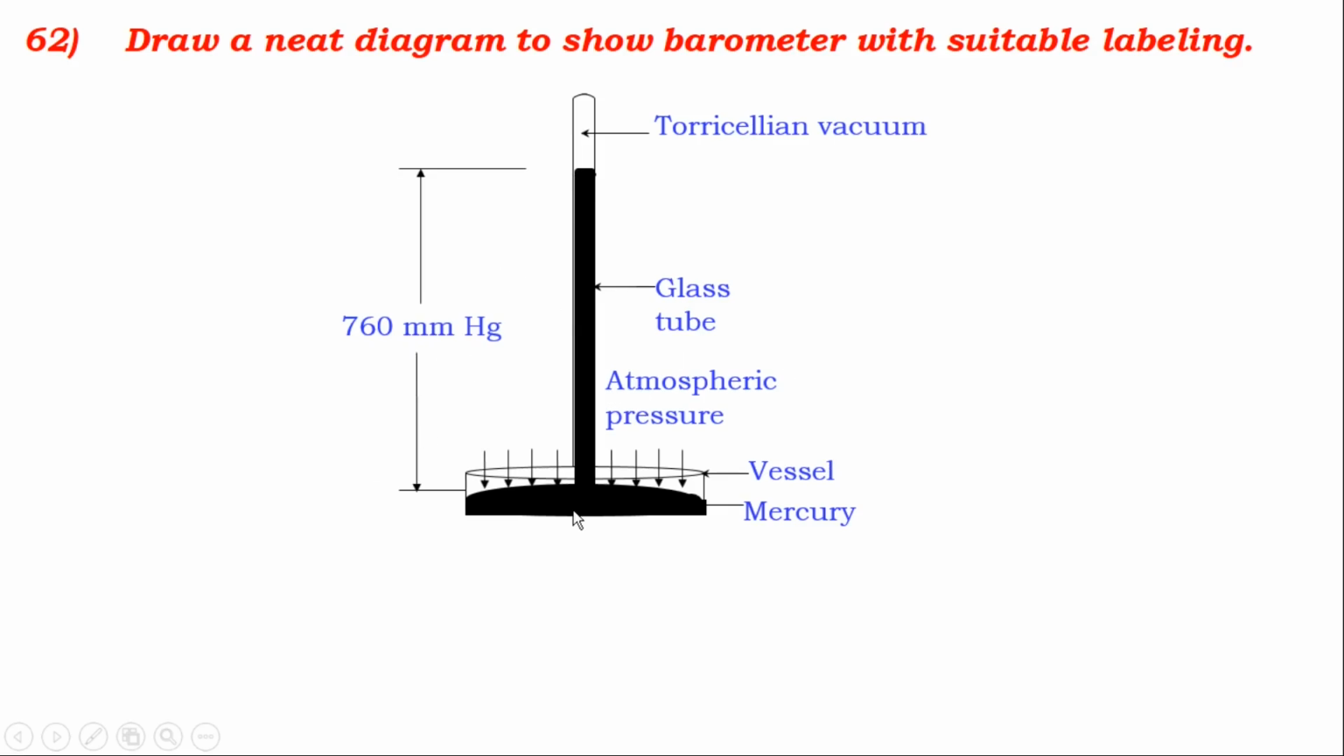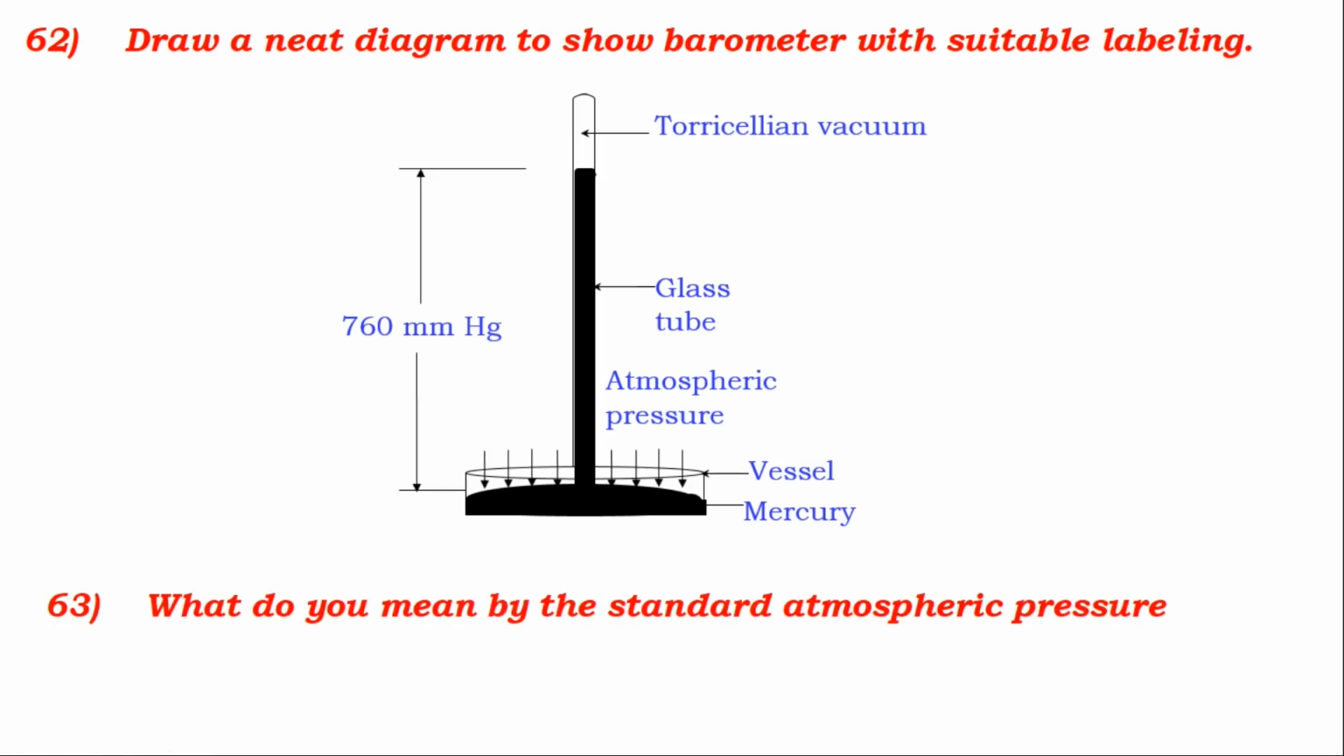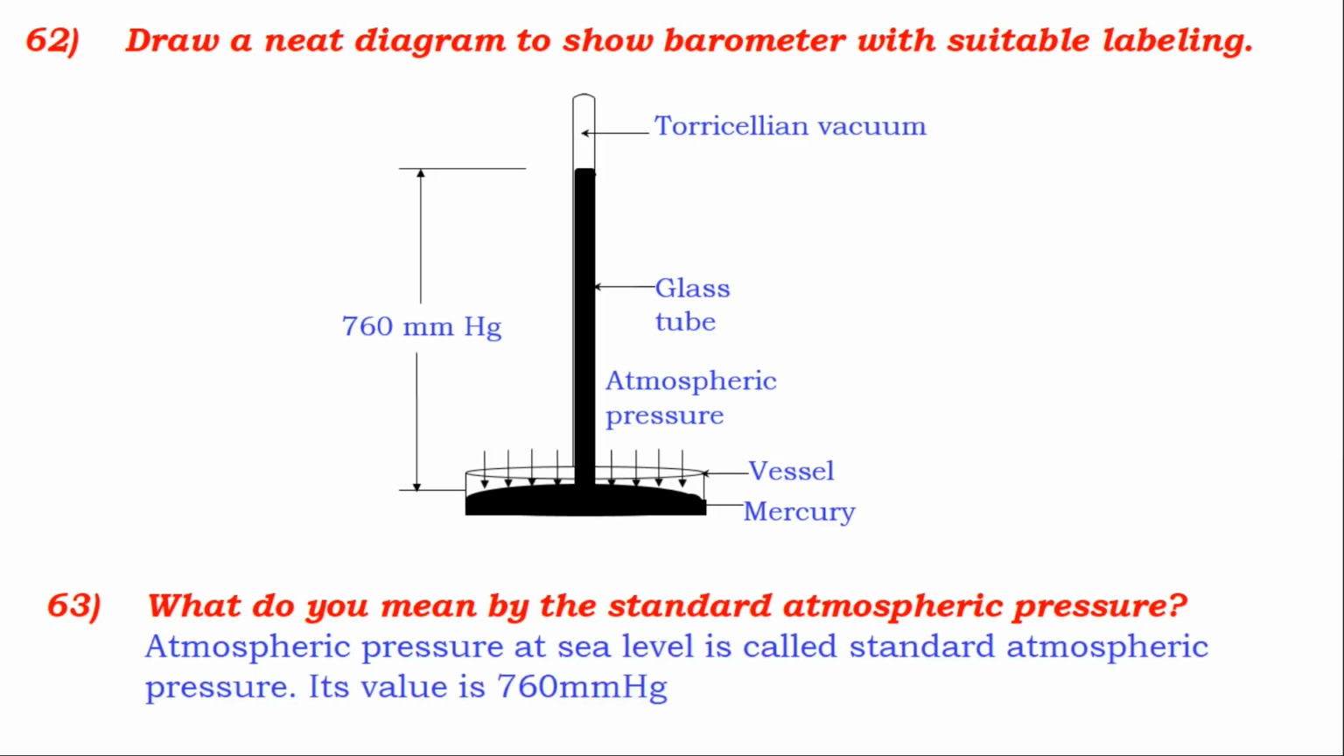In sea level, the atmospheric pressure which exerts on the surface of this mercury makes the column 760 mm. That's why pressure at sea level is 760 mm Hg. What do you mean by the standard atmospheric pressure? And this is atmospheric pressure at sea level is called standard atmospheric pressure. Its value is 760 millimeter mercury pressure.